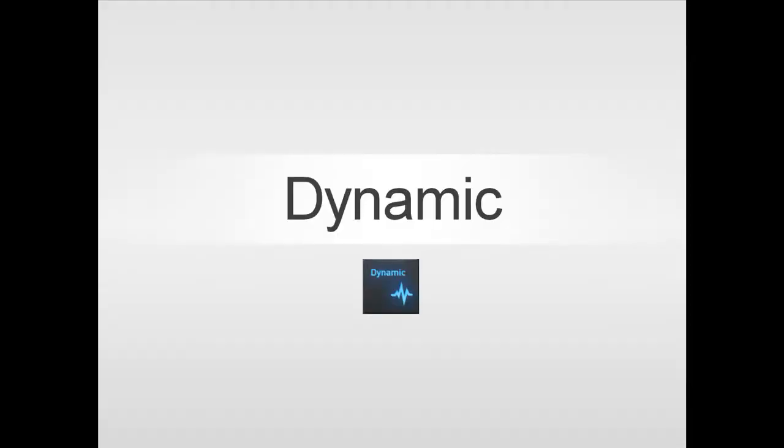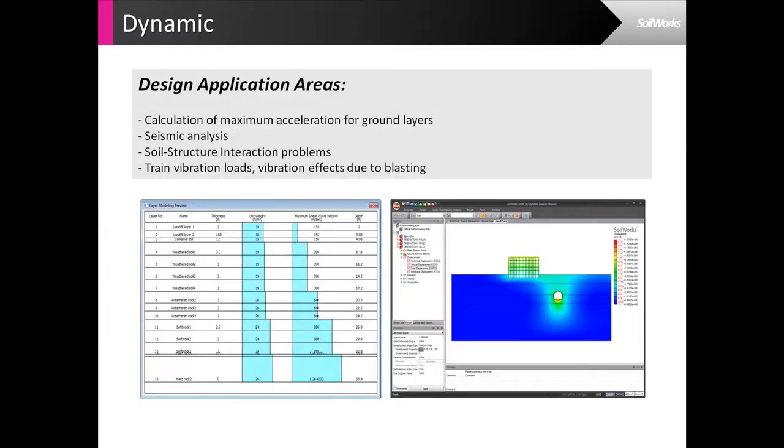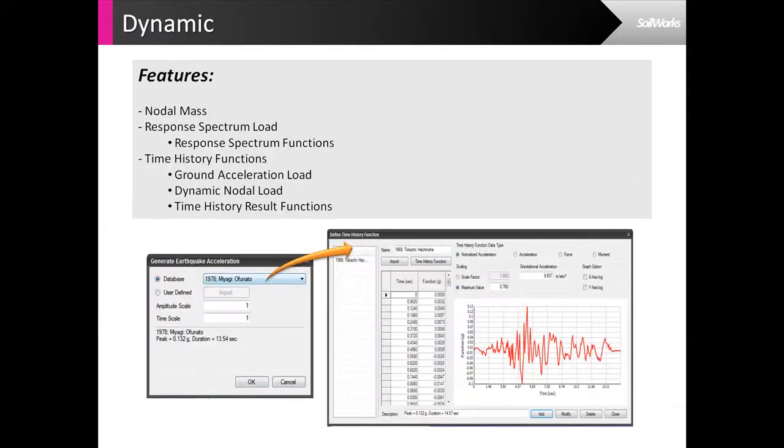Also, the dynamic module, which is our last module, is mostly for seismic analysis. We can do calculations of maximum acceleration of ground layers, and also we can check soil structure interaction problems. We can easily assign response spectrum loads to the model, and also time history functions.